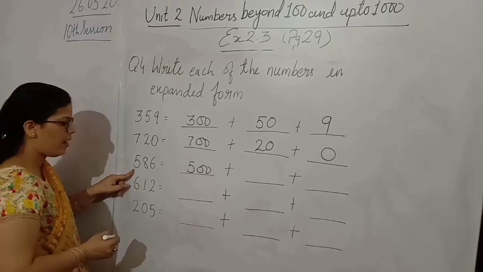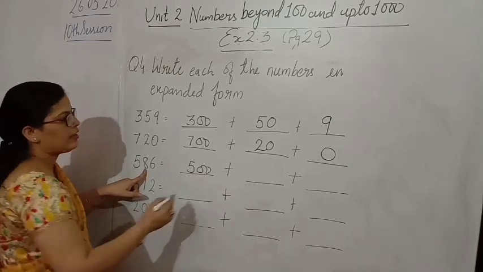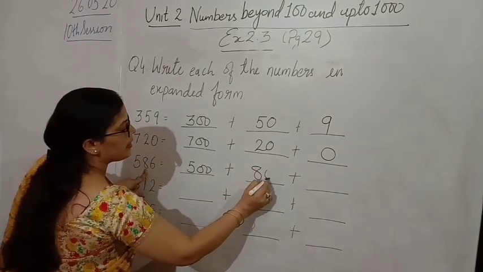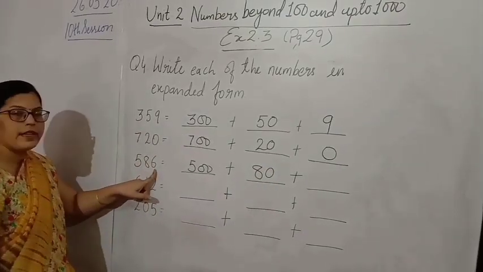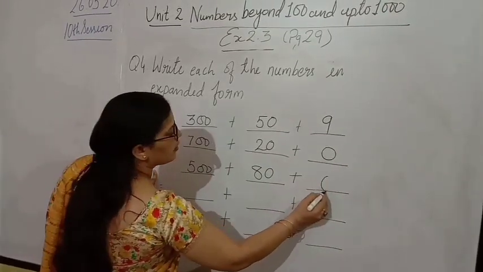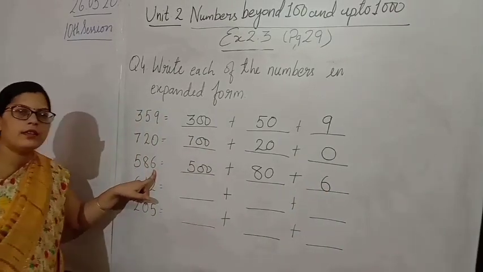So the place value will be 500. 8 is at the tens place, so the place value will be 8 tens, which means 80. Then 6 ones, the place value is 6. So 500 plus 80 plus 6.